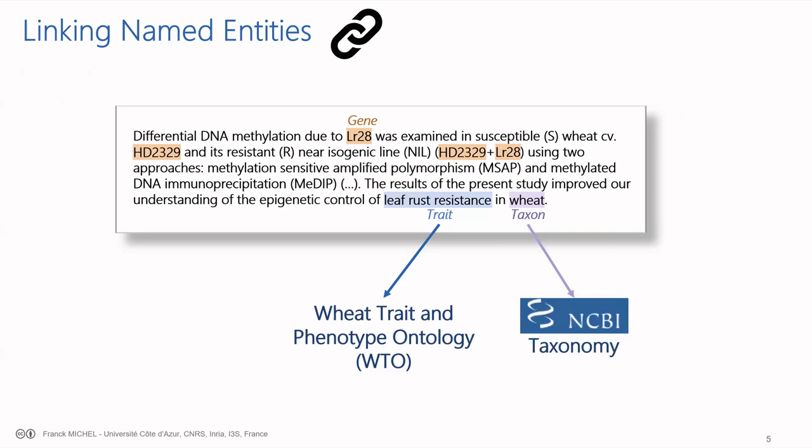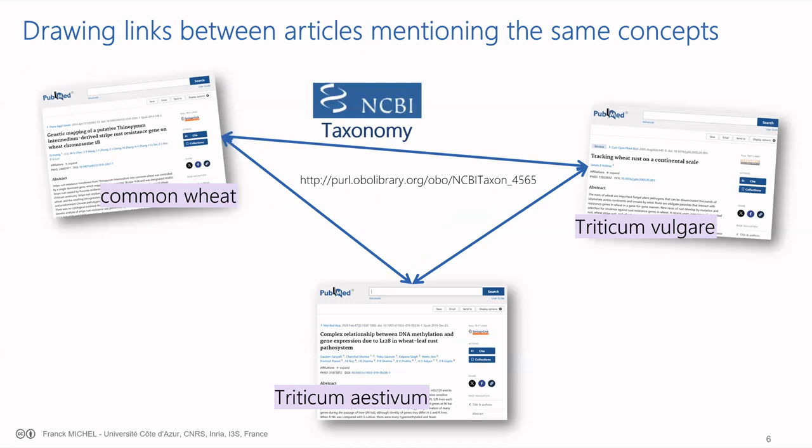taxon to the NCBI taxonomy, such that whether articles mention common wheat or Triticum aestivum or Triticum vulgare, they are all connected by the fact that they mention the very same concept in the NCBI taxonomy, whatever the syntax, whatever the language. And this works the same way for the traits and the genes and so on.